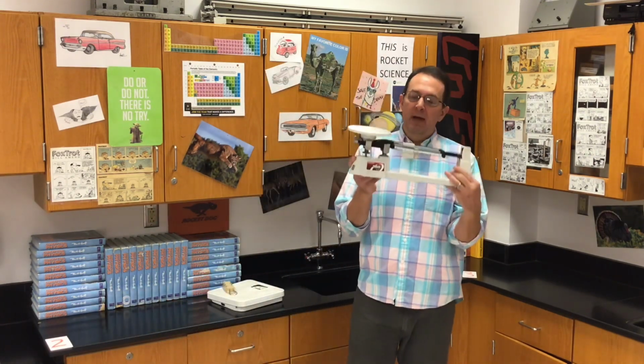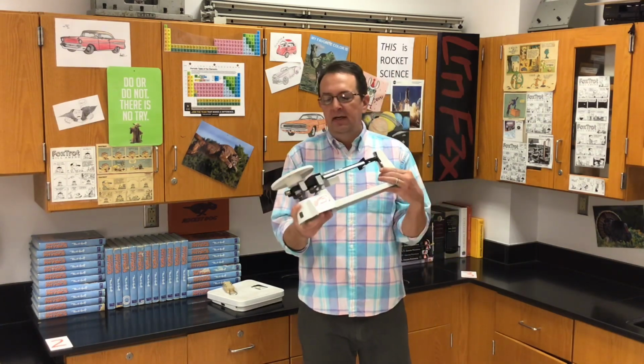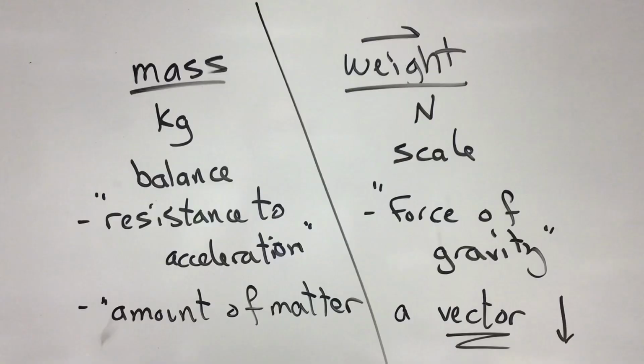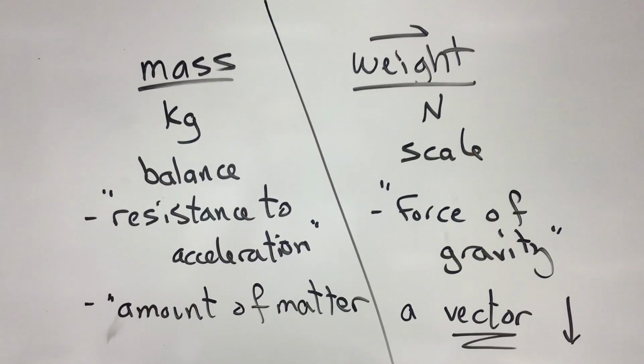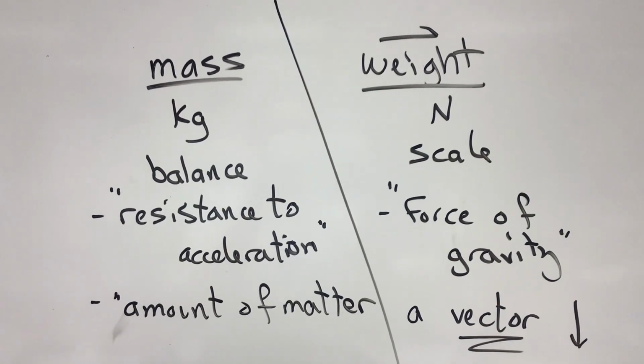This is for mass. Mass is the amount of matter in an object, or the resistance to acceleration. And this is for mass in kilograms, a balance for mass in kilograms. Keep the things separate, you might be able to solve the problems better.